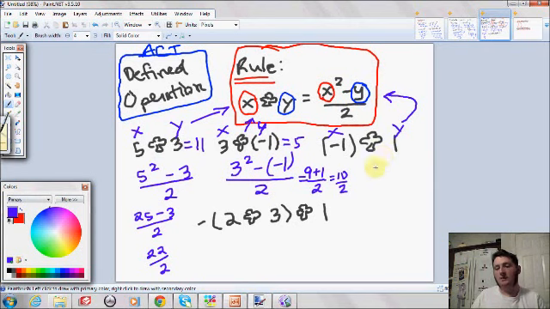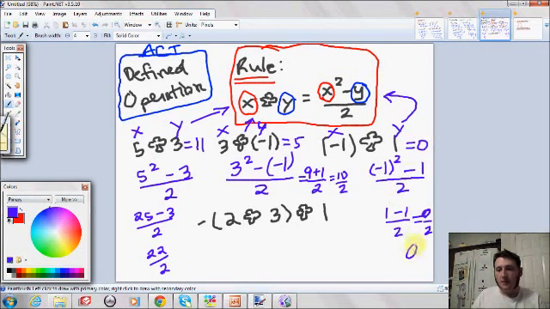So let's try this one. We would have negative 1 squared. Parentheses aren't optional there because you're substituting a negative. Minus 1 over 2. Negative 1 squared is positive 1. Minus 1 over 2. Well, that's 0 over 2. And so this one happens to equal 0. It simplifies to 0.